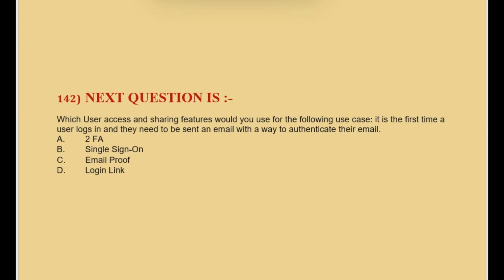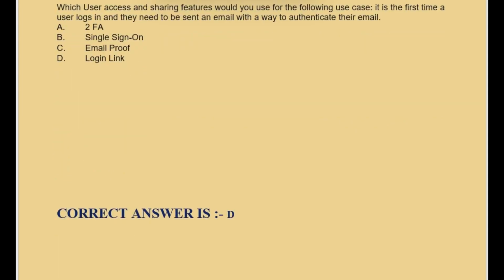Question is, which user access and sharing feature would you use for the following use case? It is the first time a user logs in and they need to be sent an email with a way to authenticate their email. Option A, 2FA. Option B, single sign-on. Option C, email proof. Option D, login link. Correct answer is option D.